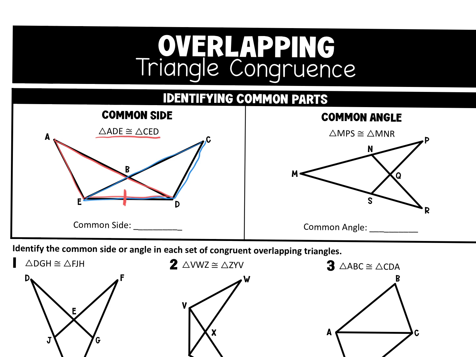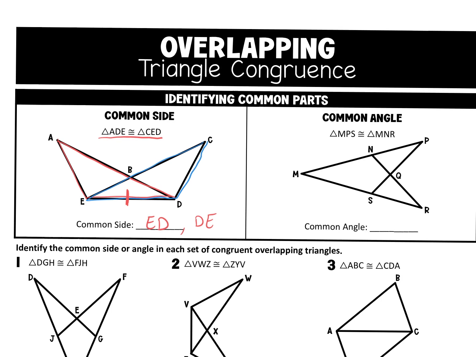Okay, so do you agree I can put a congruence marking there? The reason I can call those two congruent is because if I separated those triangles, and they were no longer overlapping, I would know that ED is congruent to itself. So the common side would be ED, or you can call it DE.